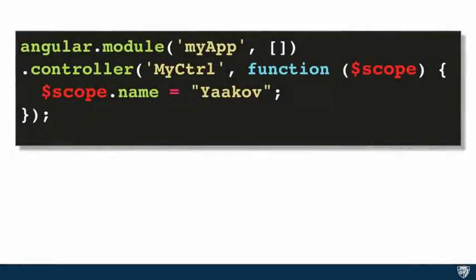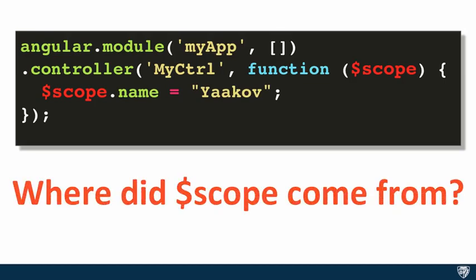I'm sure by now you've seen this construct where we create the module that we're going to use in AngularJS, and we also create the controller with an associated function that is responsible for the functionality and kind of the glue code of that controller to the view. And you've seen the $scope that we pass into the controller's function. But where does this $scope come from?